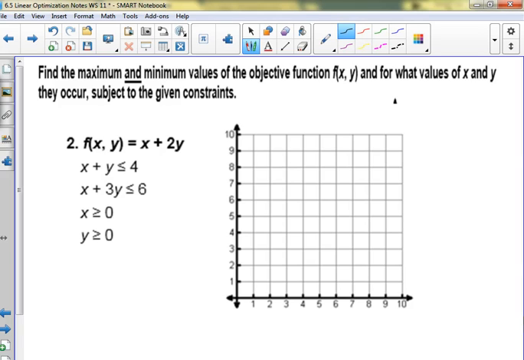All right, do we need to do this one? Want to do this one together or want to go on and do an application? Do it again? Okay. What about this guy? Where are the corners for this guy?